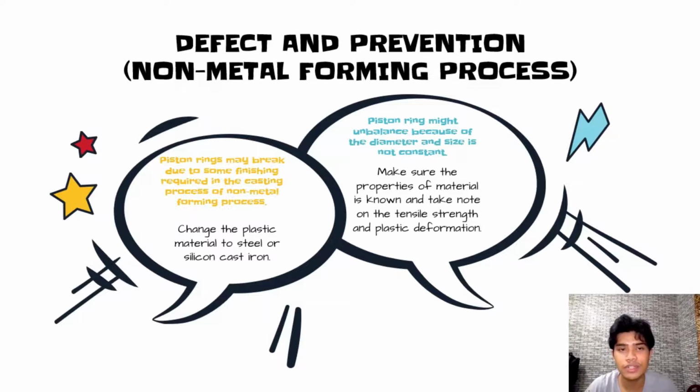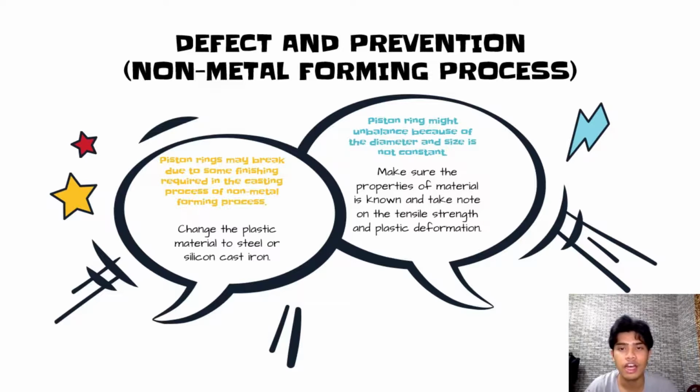This is the presentation of the defects and preventions in the non-metal forming process. The first one is that piston rings may break due to some finishing required in the casting process of the non-metal forming process. The solution that we can take is to change the plastic material to steel or silicon cast iron.